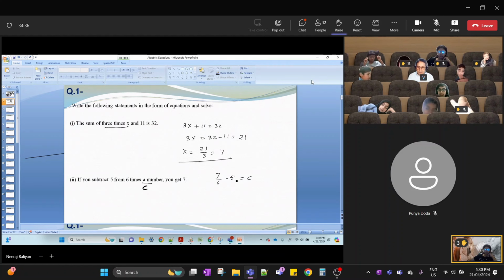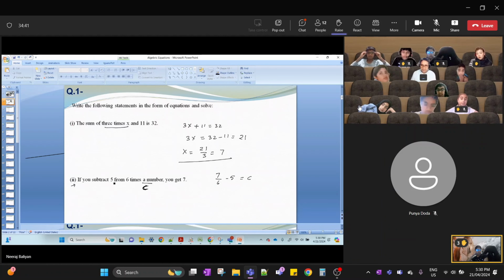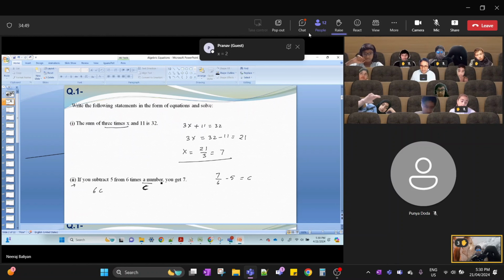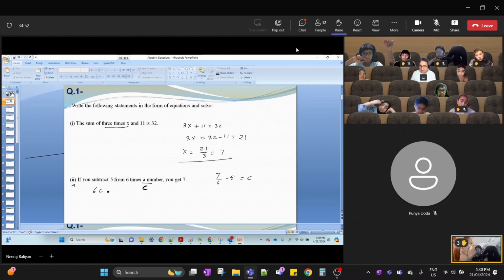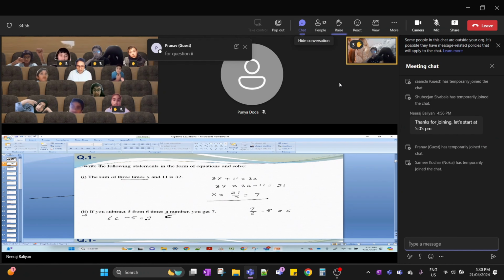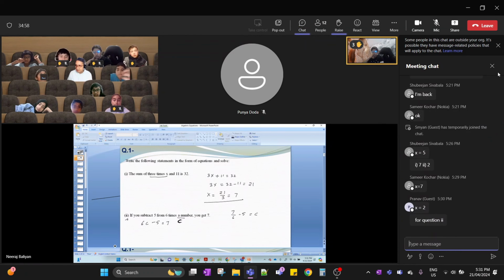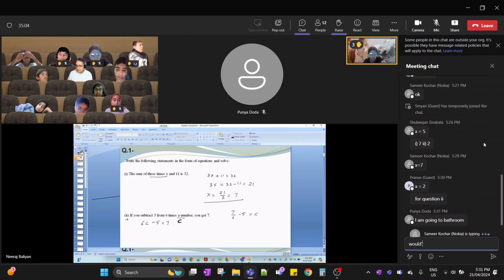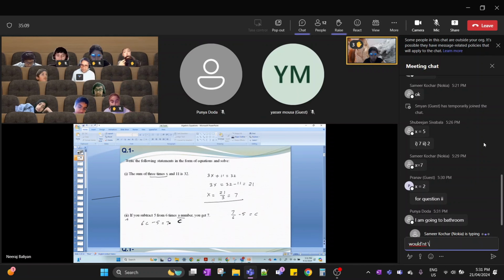So what is written here? Let's start with this clause. If you subtract 5 from 6 times a number, you get 7. What it is saying: let us say that number is c. 6 times that number will be 6c, right? Subtract 5, you are getting 7. This is what this question is saying. Okay, Punya. Cliff, what is the issue in understanding? Can we read this question again?